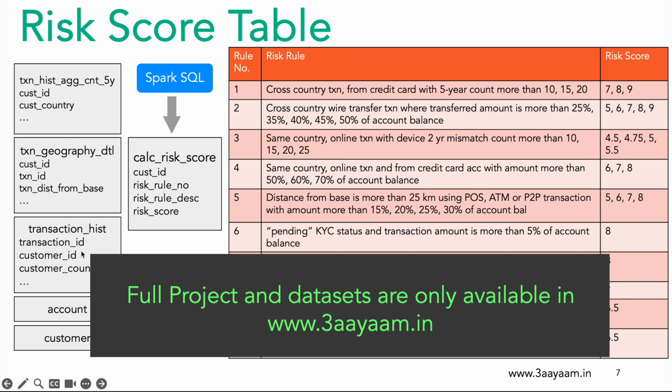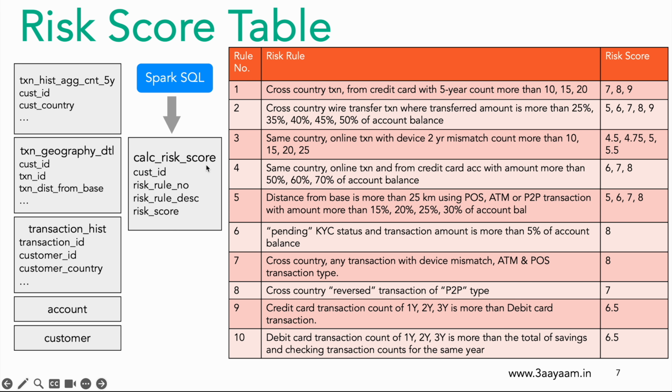3 of them are in Redshift and 2 of them are in Aurora MySQL. These tables would be used as input and then loaded using Spark, and then you'll have to use Spark SQL to load the data in the calculate risk score table. You cannot use data frame API. You have to use Spark SQL for this.